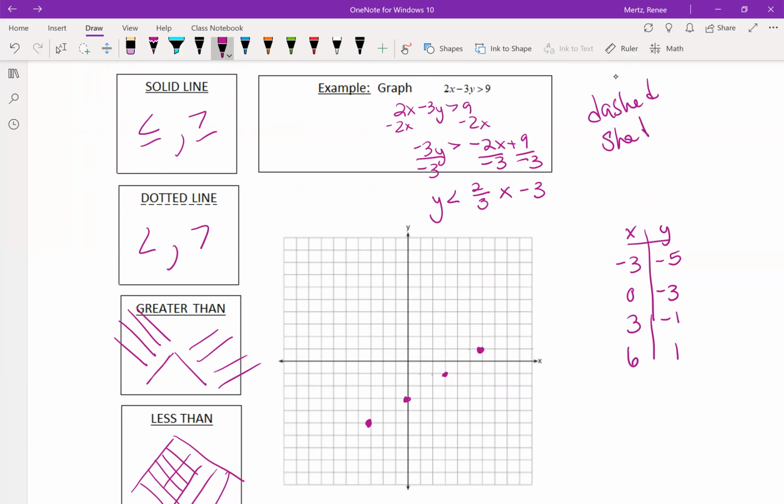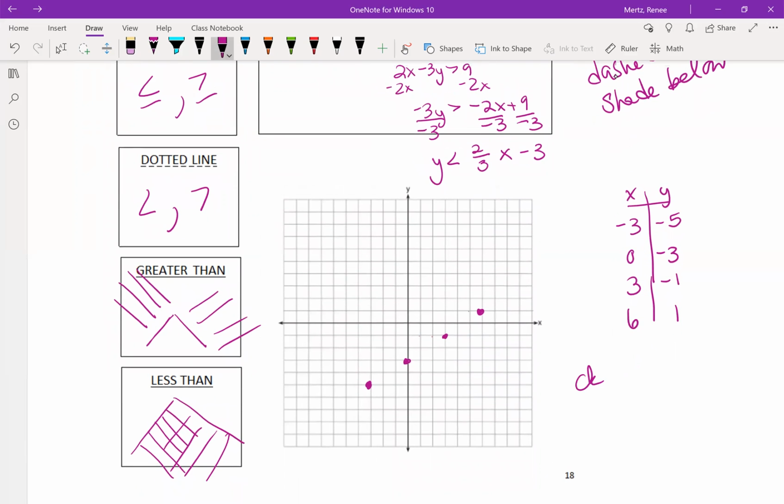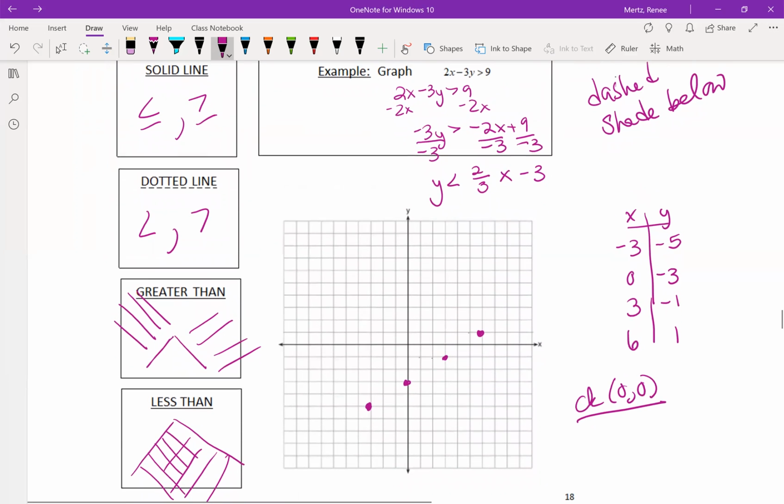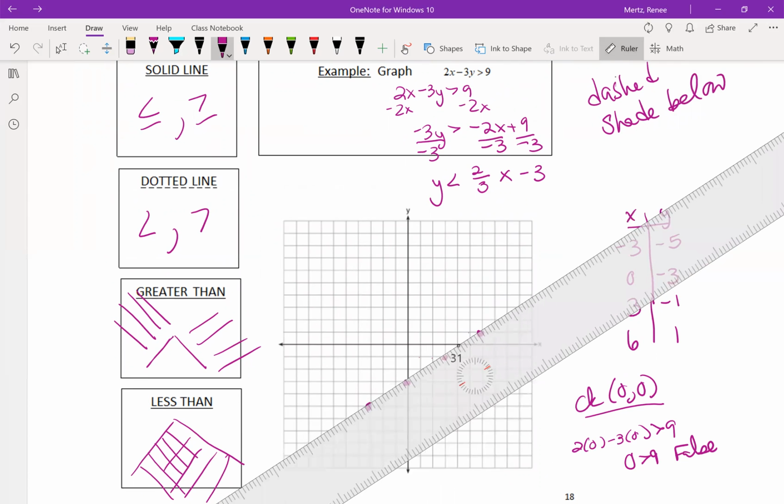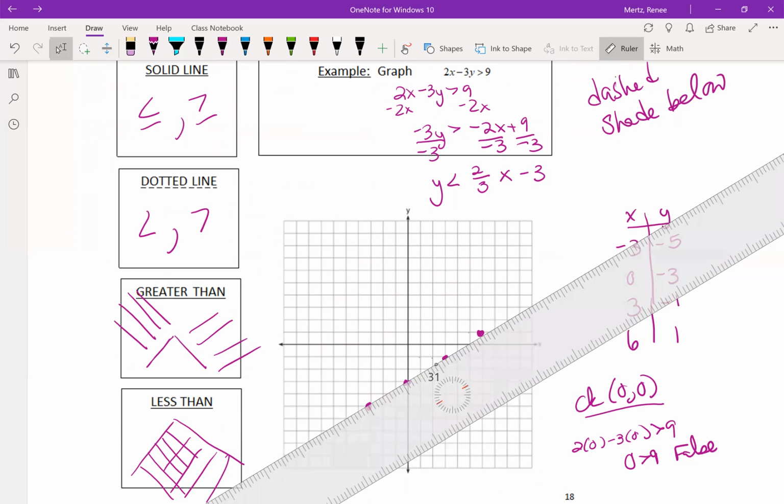Shade below. If the shade below doesn't make sense, remember we can check 0, 0 if the line's not on it. So I'm going to go back to the original. Is 2 times 0 minus 3 times 0 greater than 9? Is 0 greater than 9? False. So we don't cover 0, 0. So we have a dashed on this line.